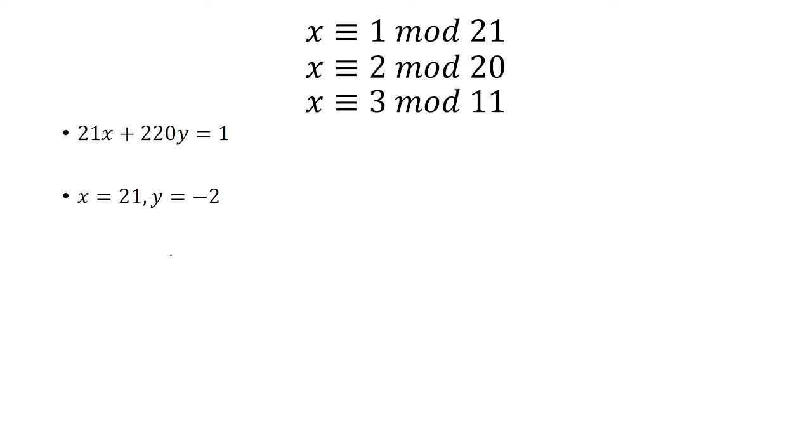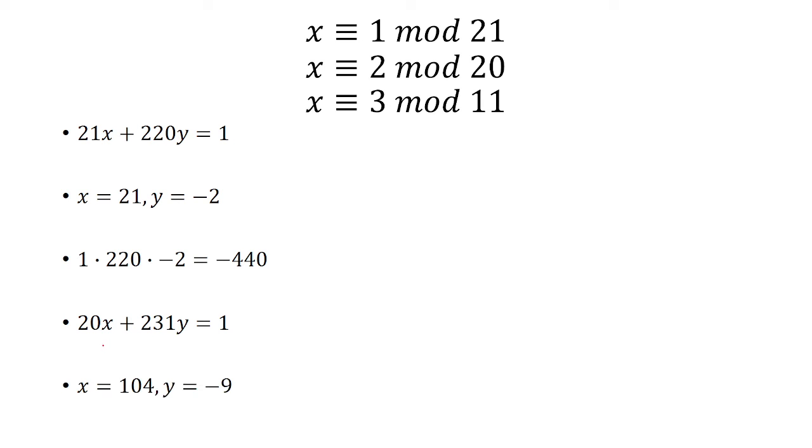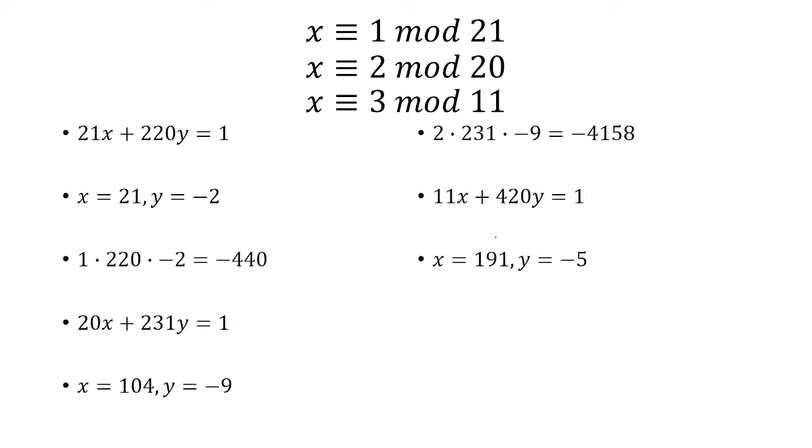So starting with 21x plus 220y equals 1, we said x is 21, y is negative 2. So multiplying 1 with 220 and negative 2, we get negative 440. Now for the second equation, we multiply 2 now with 231 and negative 9 to get negative 4,158. And then the last equation, we multiply 3 by 420 times negative 5, which is equal to negative 6,300.